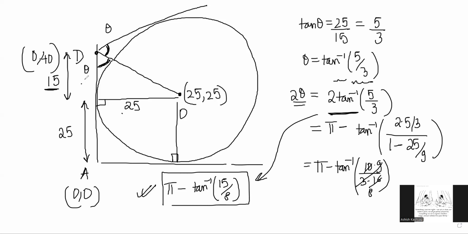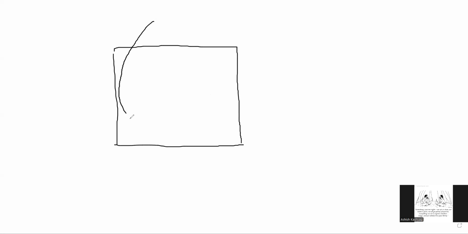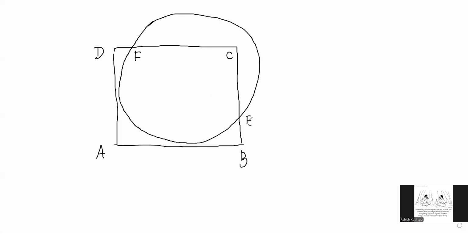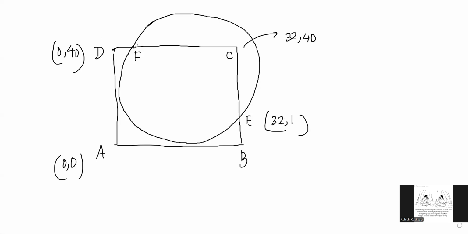Now, the next part of the problem is about finding the area of trapezium AFCB. So again, let's think of the figure once. You have a circle like this. This is C, this is F, this is D, A, B, E, right? So we know that this point is (0, 40). This is (0, 0). This point is basically (32, 40). This point is (32, 0). We have to find basically this F point. Unless we find F, we cannot find the area of the trapezium AFCB, right?